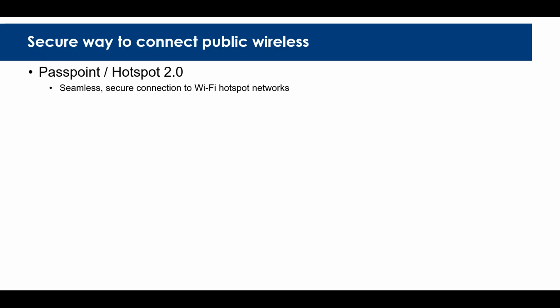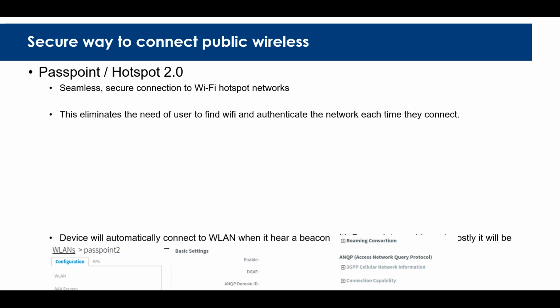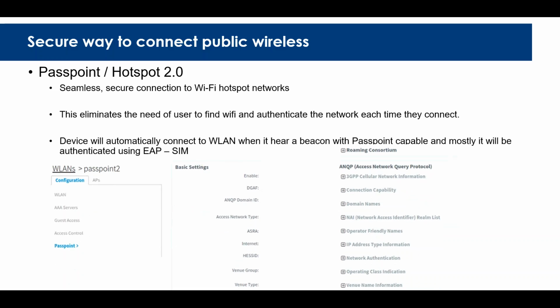Next, let's see a secure way to connect to public wireless. Passpoint or Hotspot 2.0 is an improved method for connecting to a Wi-Fi hotspot, which is a seamless and very secure connection between the wireless client and the AP, which uses EAP-AKA as an authentication method. So this is a very robust and secure connection between the wireless access point and the client.